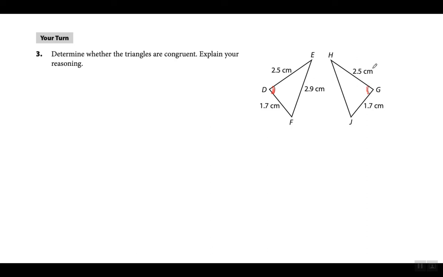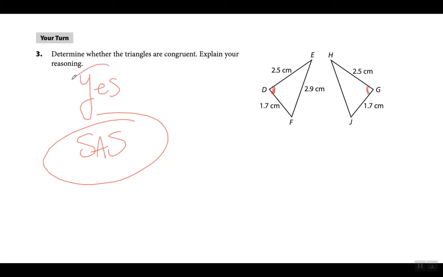And 2.5 is equal to 2.5 and 1.7 equal to 1.7. That's super simple, guys. Yes, they are congruent. Why? SAS. SAS, triangle congruence theorem. Just remember the SAS. Side, angle, side. Side, angle, side.